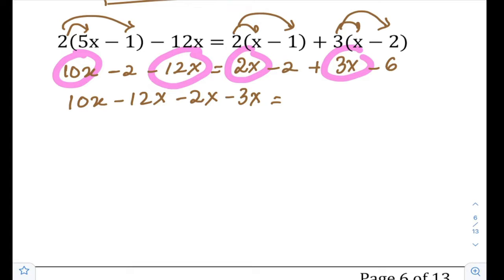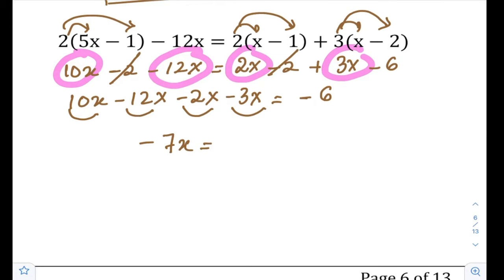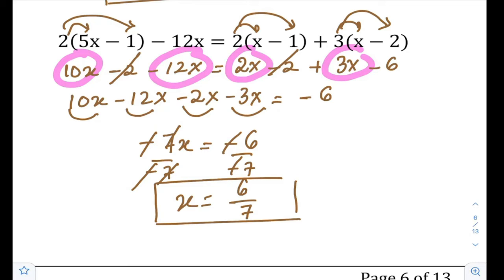We have here negative 2 goes with negative 2. They are the same numbers with same signs in both sides. I will subtract negative 2, or we add 2 to both sides, same thing. And we end up that side with negative 6 only. Now 10 minus 12 is negative 2. Negative 2 minus 2, negative 4. Negative 4 minus 3, negative 7x. And when you divide by negative 7, negative over negative, it will be 6 over 7. And the solution now is a fraction, no worries. 6 over 7.